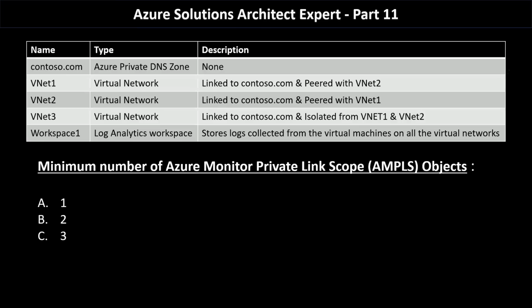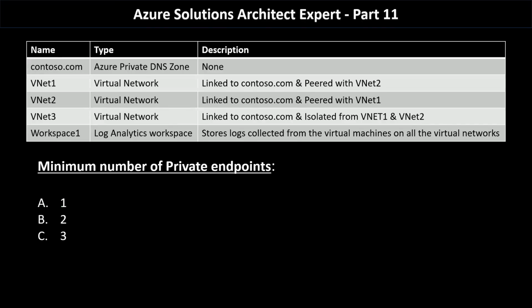Now, the first part of the question is talking about the minimum number of Azure Monitor Private Link Scope objects, AMPLS. Your options are 1, 2, and 3. Folks, you can use a single AMPLS to connect multiple VNets to a Log Analytics workspace. This minimizes administrative overhead.